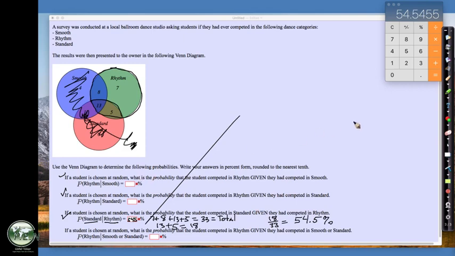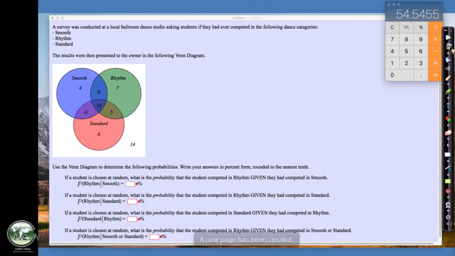Okay, so far so good. One more to go. Hopefully it all makes sense now. You could try it on your own, but I'll go ahead and do this one because this one's a little different. Okay, and we're finding the probability that they competed in rhythm given that they competed in smooth or standard. Not smooth and standard, but smooth or standard.